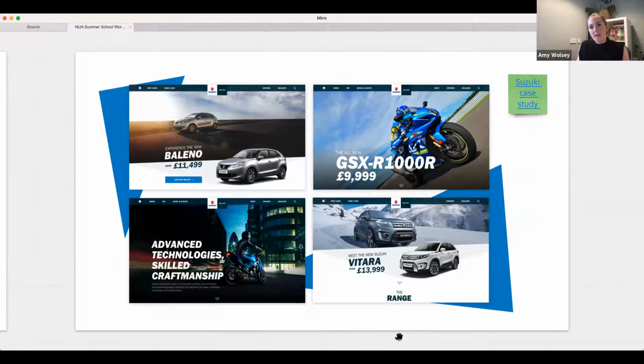So they didn't know why certain things weren't functioning on their website, certain pages weren't being clicked on, customers weren't scrolling past certain areas on the page, and we wanted to understand more about the reasons behind that as opposed to just making it look different.